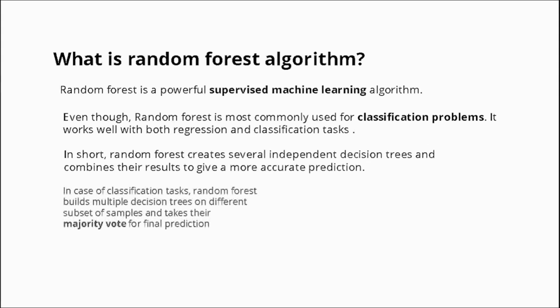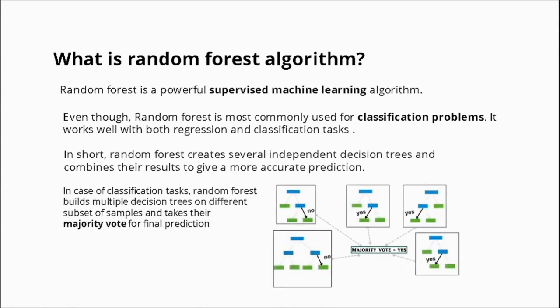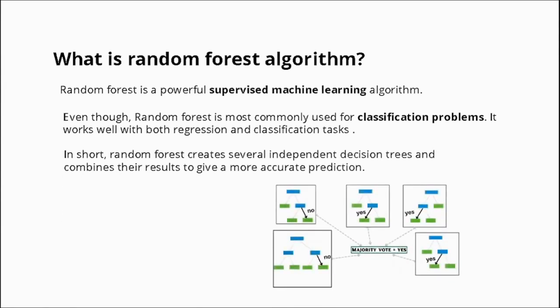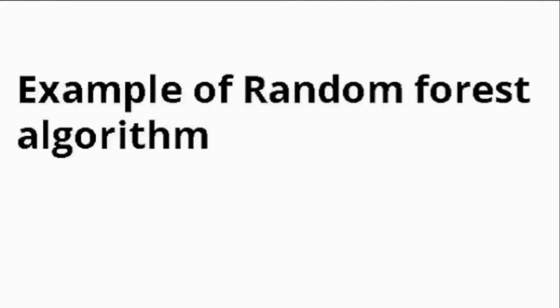In the case of classification tasks, random forest builds multiple decision trees on different subsets of samples and takes their majority vote for the final prediction, just like it does in this illustration. And in the case of regression tasks, random forest builds multiple decision trees on different subsets of samples and takes their average for the final prediction. Let's take a quick real-life example of the random forest algorithm.